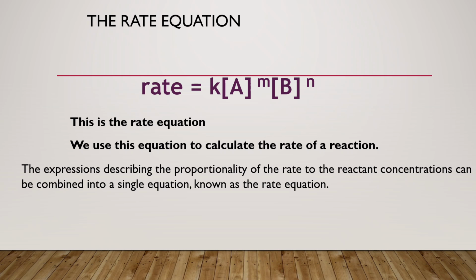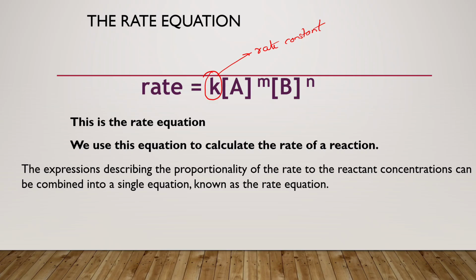Now, if we need to get rid of the proportionality sign, we need a constant. Similarly, in context of rate, in order to remove the proportionality as mentioned in the previous slide, we need to have a constant, and that constant is called the rate constant, which is k. Not to be confused with the equilibrium constant, which is symbolized by uppercase K.